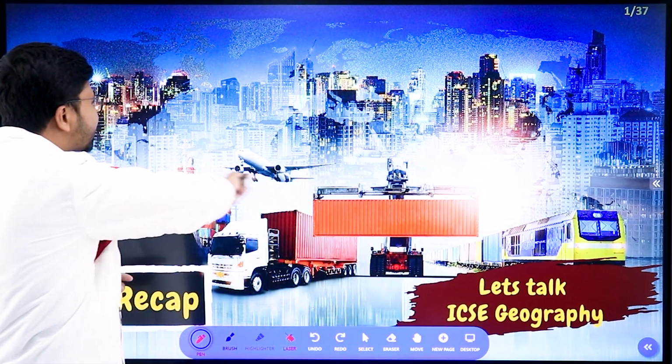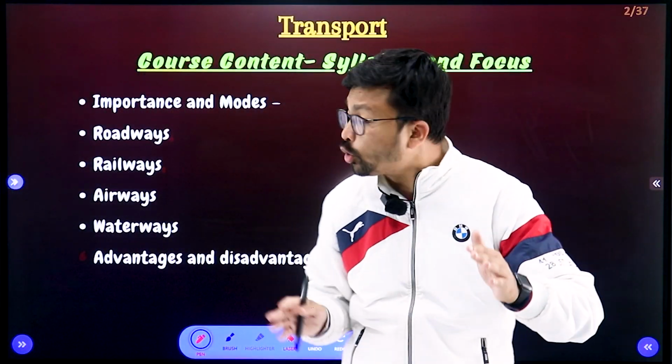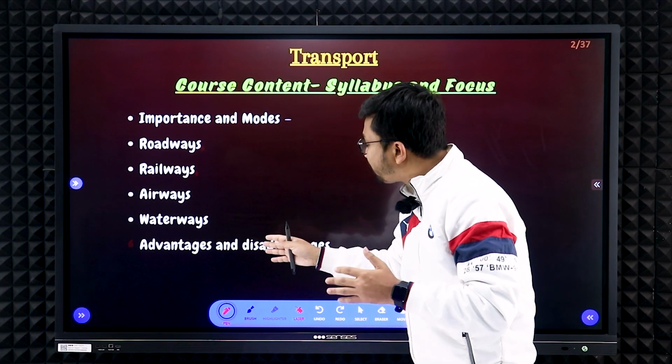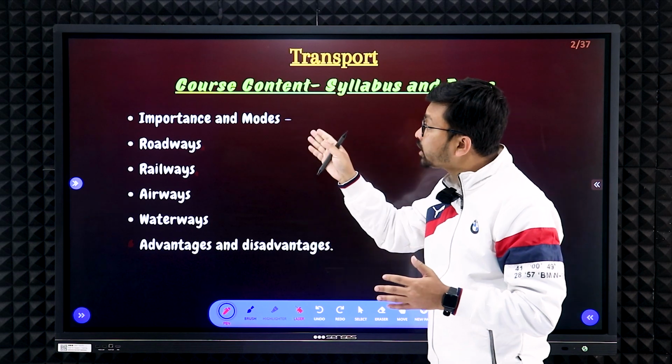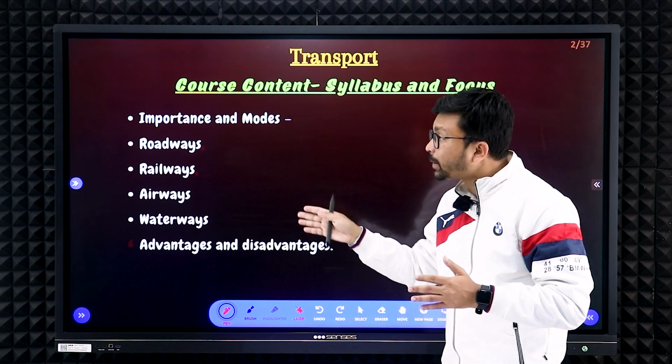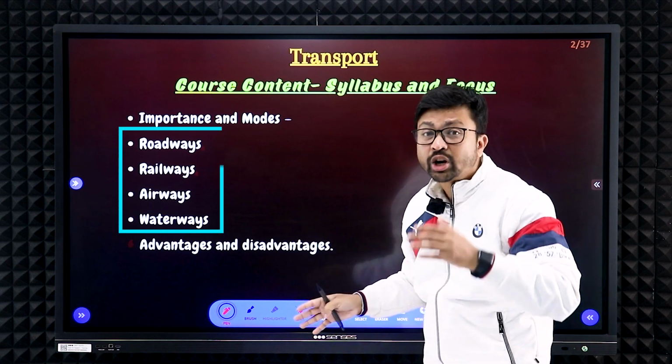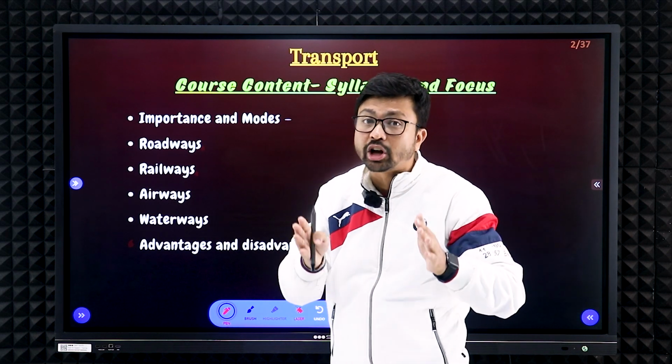So here we'll discuss the syllabus, what you need to do. This chapter generally deals with the advantages and disadvantages, the importance and the modes of different types of transport. What are those? These four: roadways, railways, airways, waterways. You need to just focus on those things.